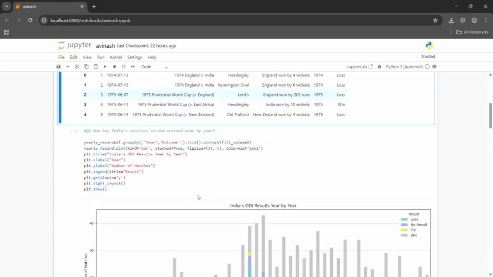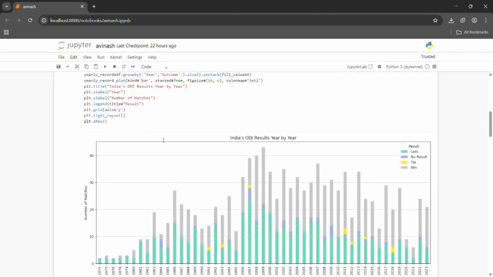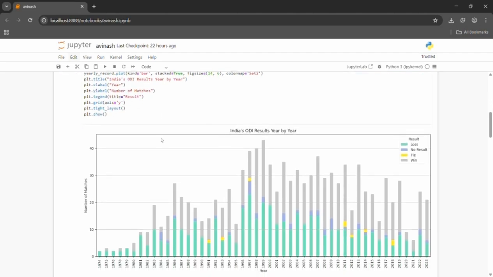First question: how has India's win or loss record evolved year by year? We use group by to aggregate the outcomes by year. This tells us the number of wins, losses, ties, and no results for each year. In this stacked bar chart, each bar represents a year and is divided into different colored segments, showing green for loss, purple for no result, yellow for tie, and white for win.